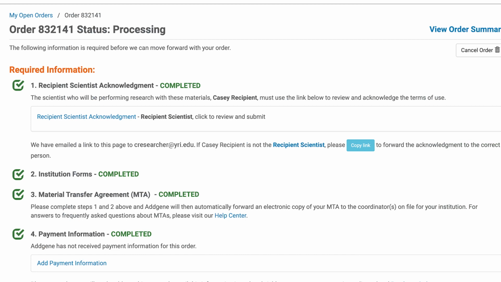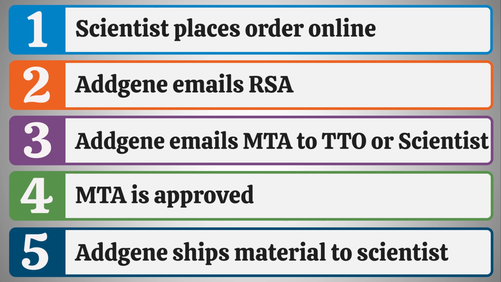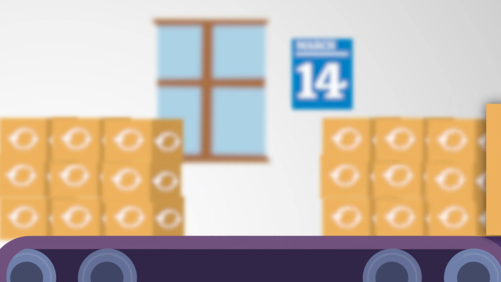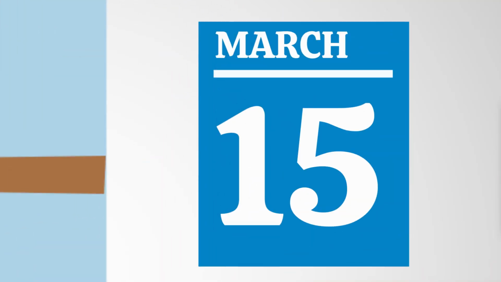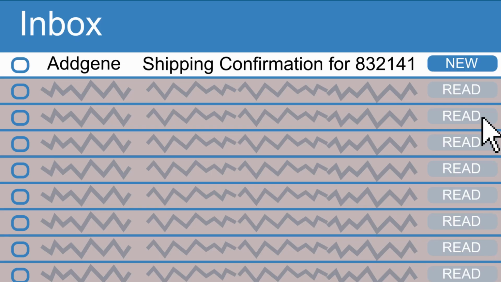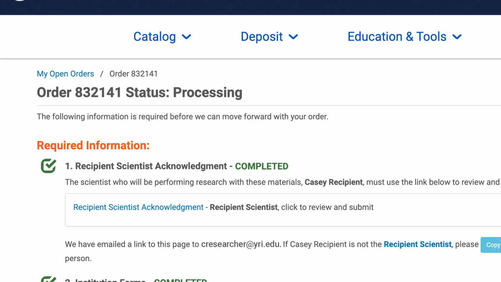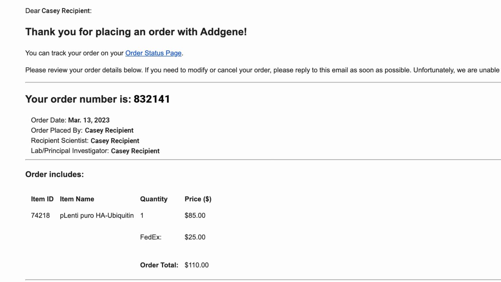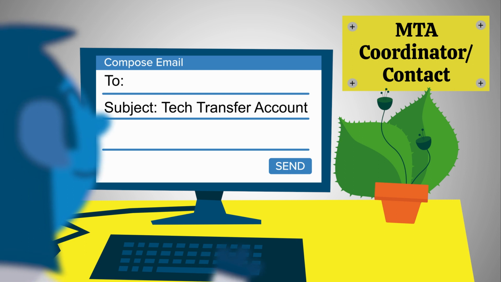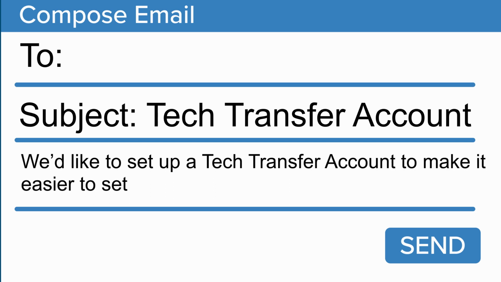Once we've made sure that the MTA is complete and accurate, Addgene will pack and ship the materials. Normal delivery time is within 2 to 3 business days. You'll receive a shipping confirmation email with a tracking number to check on the package in transit. You can also use the order number from checkout and the confirmation email to check on the status of the shipment. If your organization orders frequently, the MTA contact may want to set up a tech transfer account to make it easier to handle future orders and MTAs.